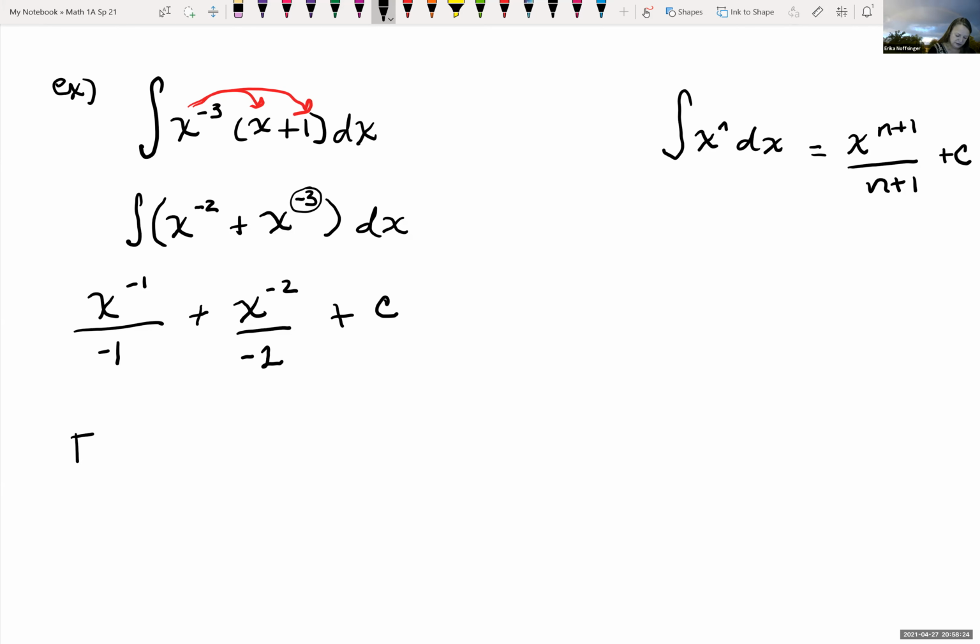So let's call this capital F of x. This is the same thing as negative x to the negative 1 minus 1/2 x to the negative 2 plus c. So let's check it.